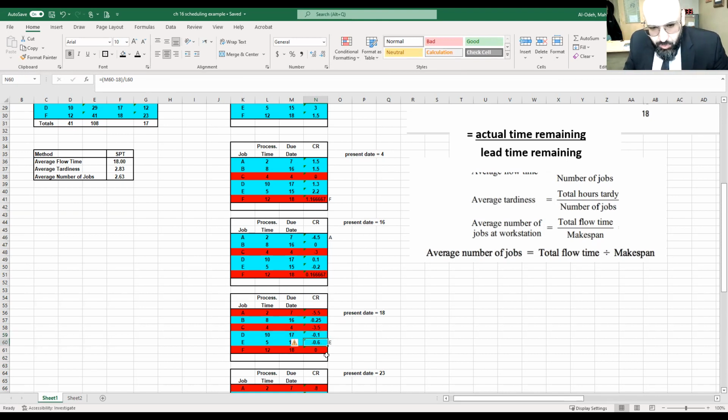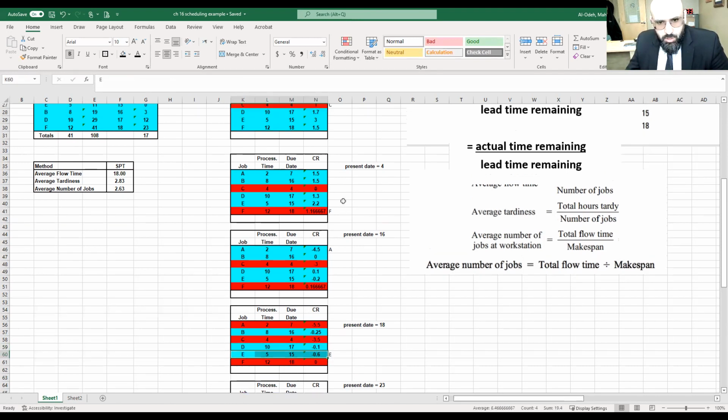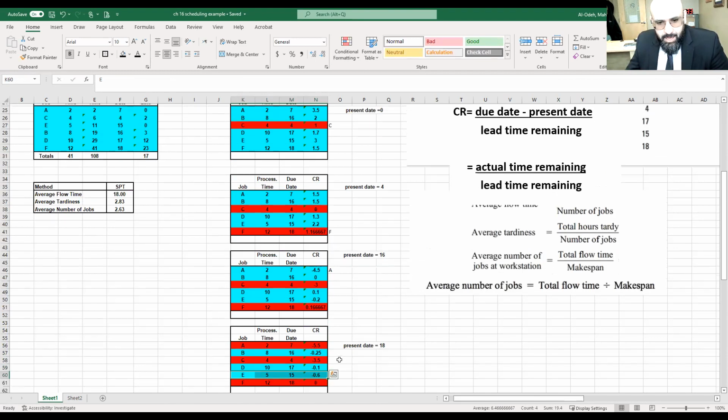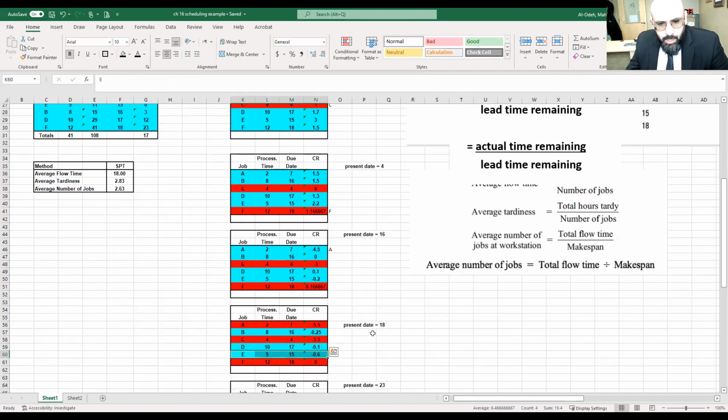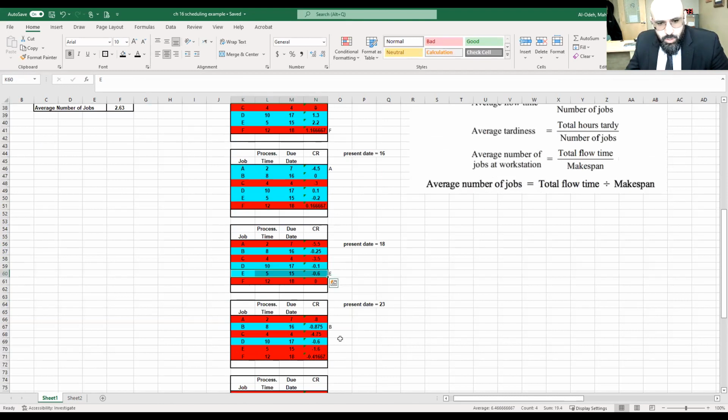As you see, the lowest one would be the CR, and that would be the next job that we should consider. So far we have C, F, A, and now E joined the team. Now that would leave us with 2 operations, B and D. Do the same thing. The present date for this process would be 18 plus E, which will take us 5, so 18 plus 5 would be 23.